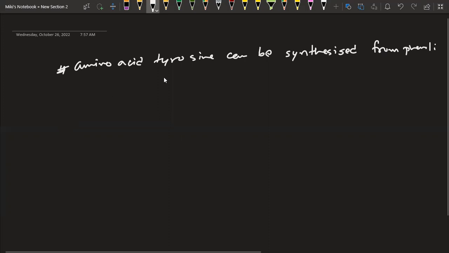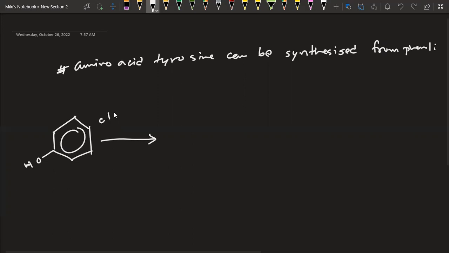So that means our initial component will be what? Phenol. This is our initial component. This is given. This is how the structure is given by the examiner. So in the question, let's say this is the structure they've given.